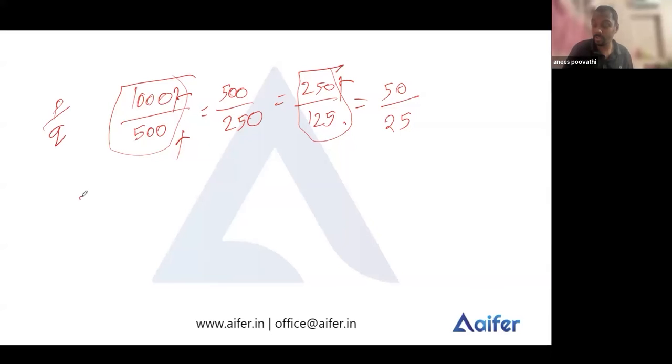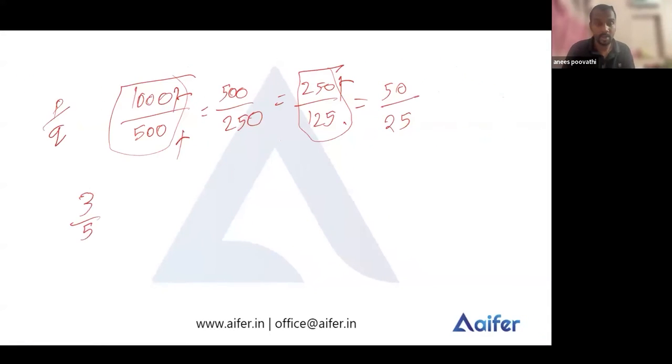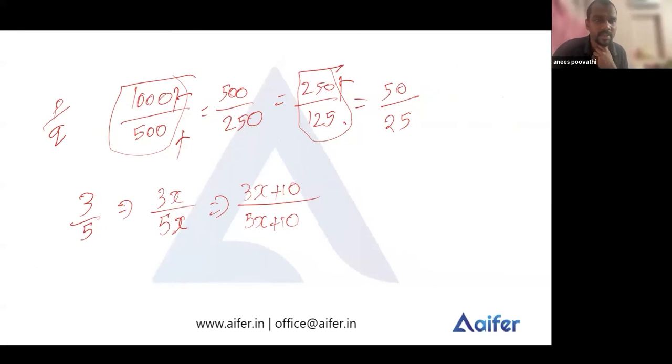For example, if you have a ratio 3/5, and 10 is added to both, how can you add 10? You can make this 3/5 as 3x/5x. Then you can add 10 to each: 3x plus 10 by 5x plus 10.